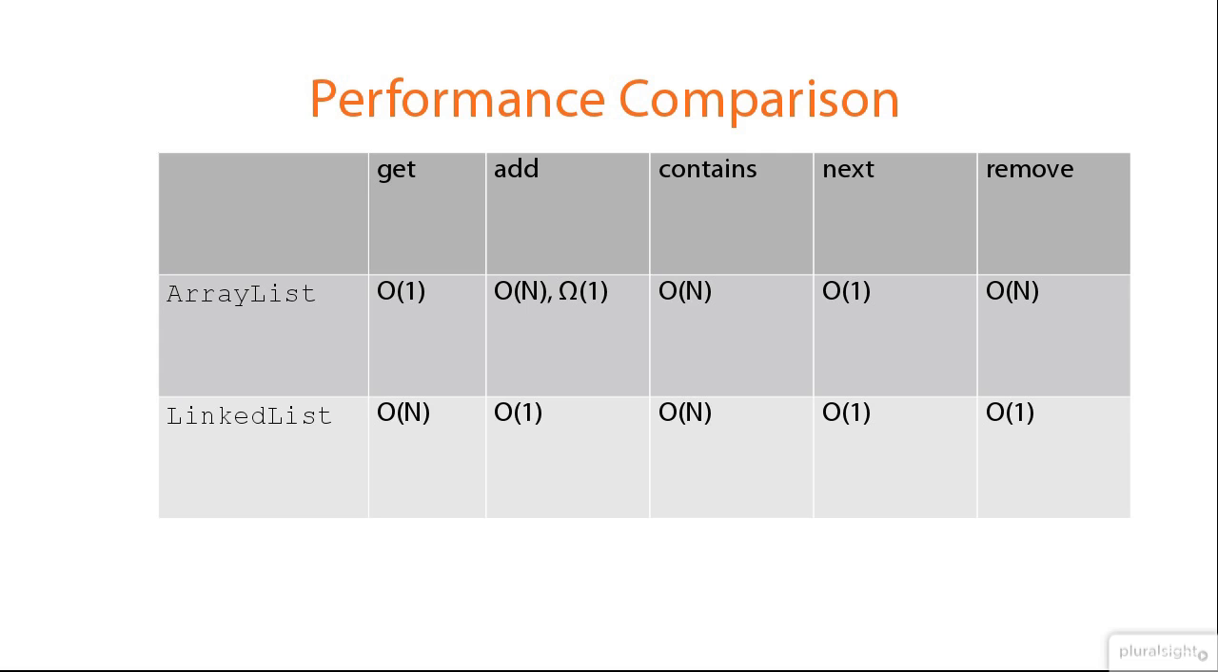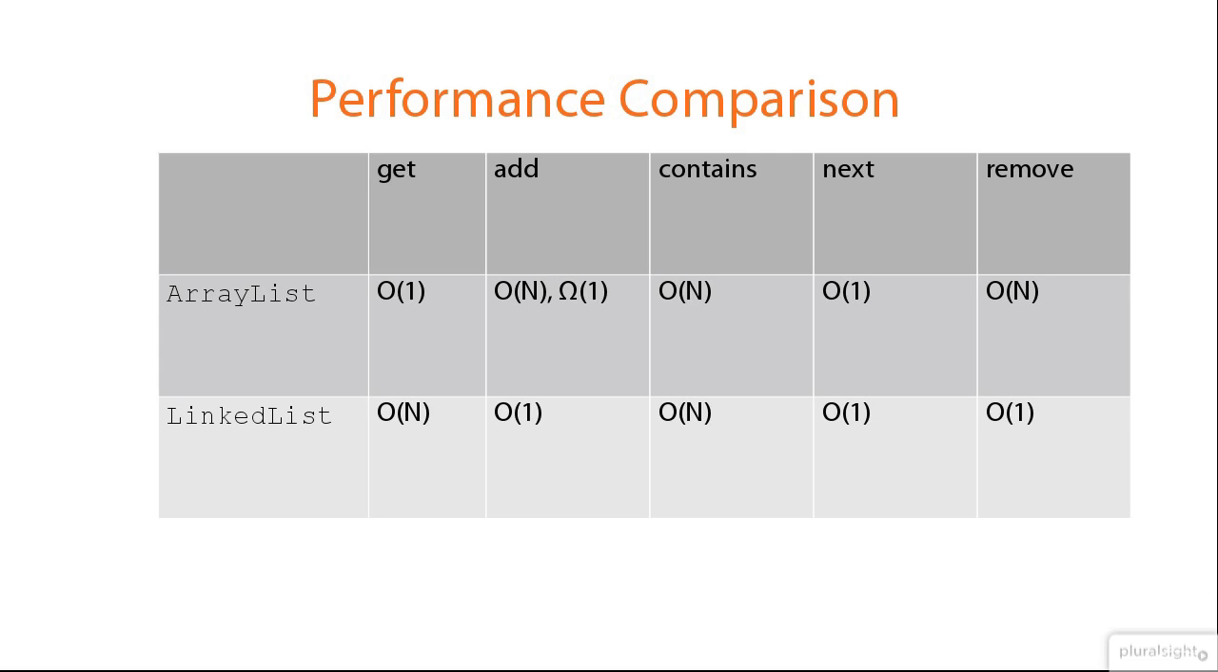The contains operation in both an array list and a linked list is order n, because in both cases, the worst case scenario for finding an element is you have to iterate right to the end of the list, and it's the last element in the list. In each case, when you want to move on to the next element in your iterator, it's order 1, because in the case of the array list, you're incrementing the index number, and in the case of the linked list, you're saying, move the pointer up to the next node.